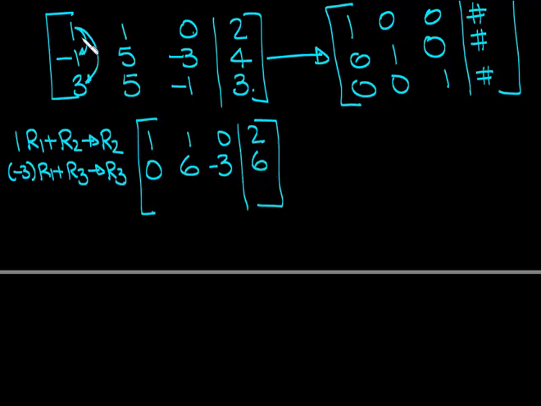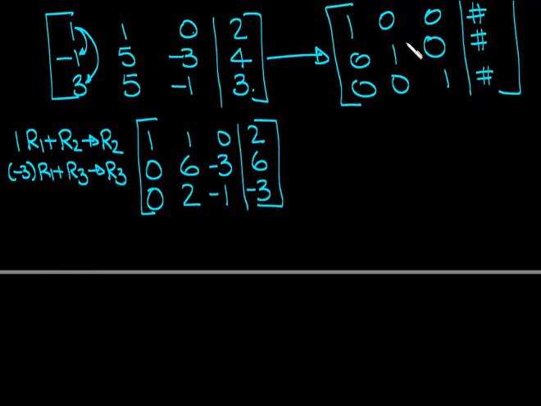Then we're going to multiply this by negative 3. Negative 3 times 1 is negative 3 plus 3 is 0. 1 times negative 3 is negative 3. Negative 3 plus 5 is 2. 0 times negative 3 is 0. 0 plus negative 1 is negative 1. 2 times negative 3 is negative 6. Negative 6 plus 3 is negative 3. So we are done with the first column.